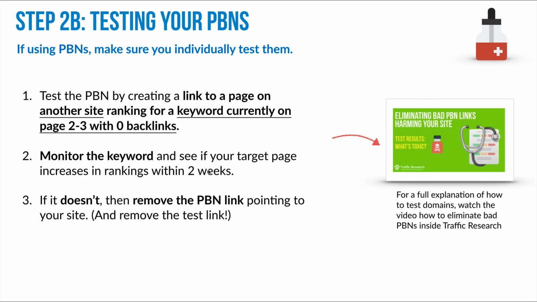This allows you to test that PBN and see, after 2 weeks, has the keyword gone up or gone down, or is it not moving at all? If it's not moving or it's gone down, that's when you want to remove the link that you're testing, and also remove the link to your money page, because that tells you this PBN is no longer good. If it goes up, then that's great. You could keep it because it's proven that this PBN is helping.